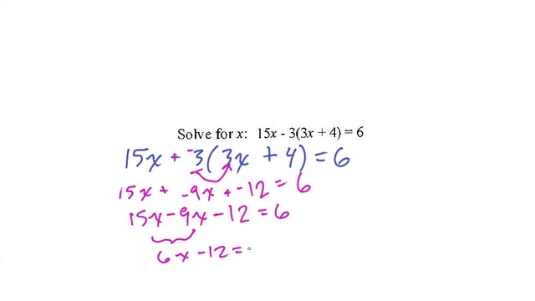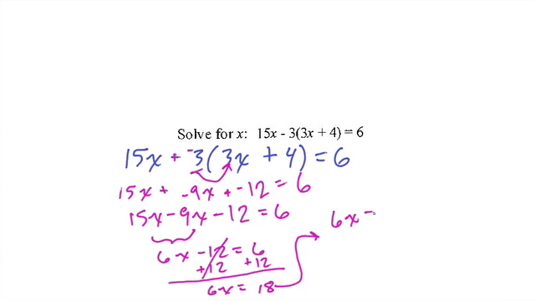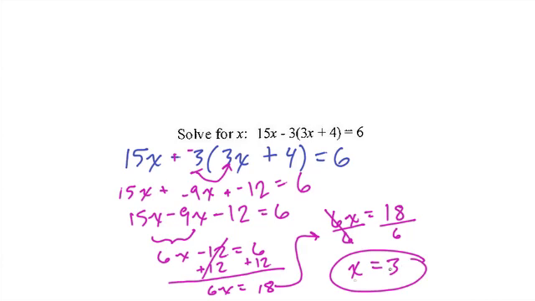Minus 12 equals 6. I want to add 12 to both sides. And we get, well, minus 12 plus 12, that's 0. 6 and 12 is 18. 6x equals 18. I'll rewrite it up here, 6x equals 18. That means 6 times something is 18. So to find out what to multiply by 6 to get 18, I divide both sides by 6. 6 divided by 6 cancels out. 18 divided by 6 is 3, and x is 3, just like it was in the last video.